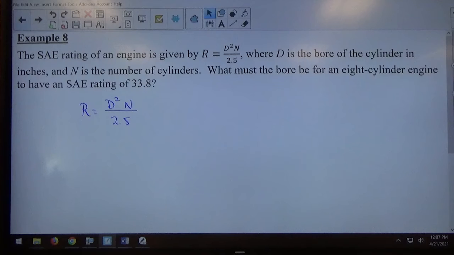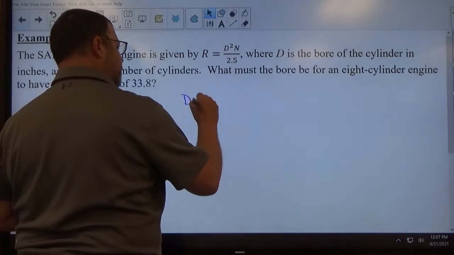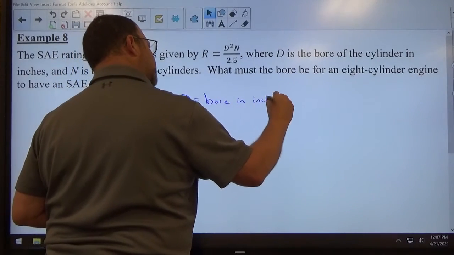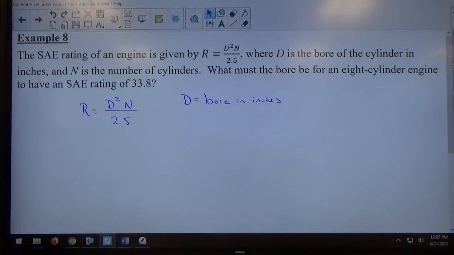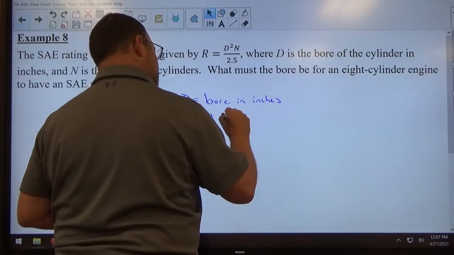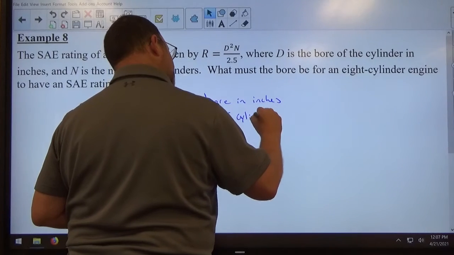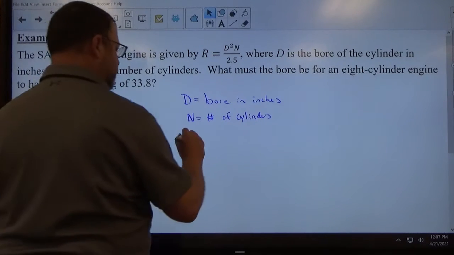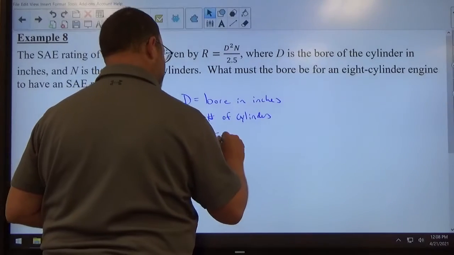So it says D is the bore of the cylinder in inches. So D equals bore in inches. And N is the number of cylinders. N equals number of cylinders. And what must the bore be for an 8-cylinder engine to have an SAE rating of 33.8? So that means R must be the SAE rating.